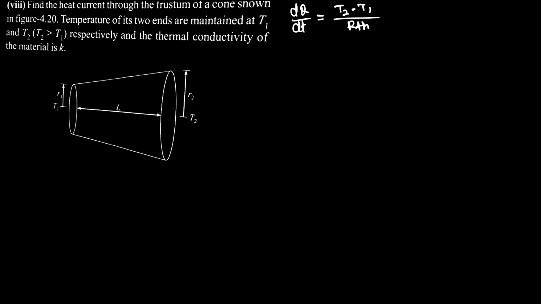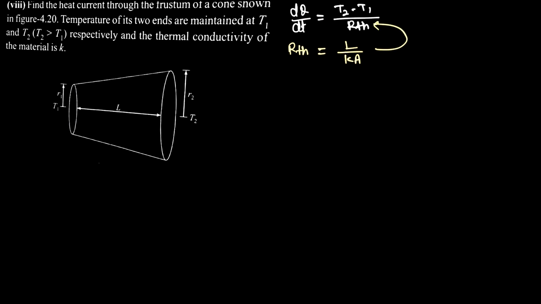And RTH is what? Thermal resistance. So what will be the thermal resistance right now? The thermal resistance I will calculate. RTH is equal to L divided by KA. And then I substitute the value of RTH and I will get dQ/dt.